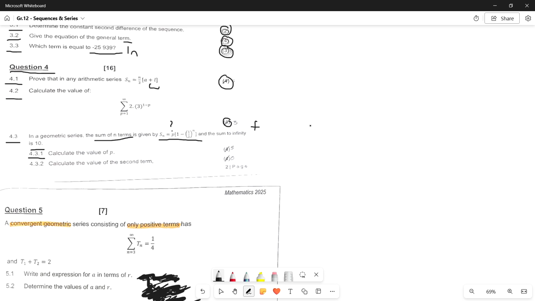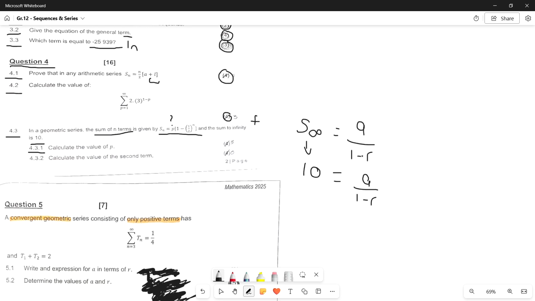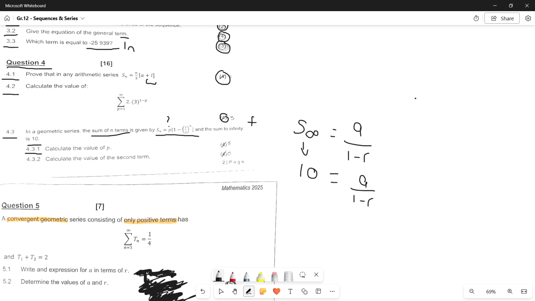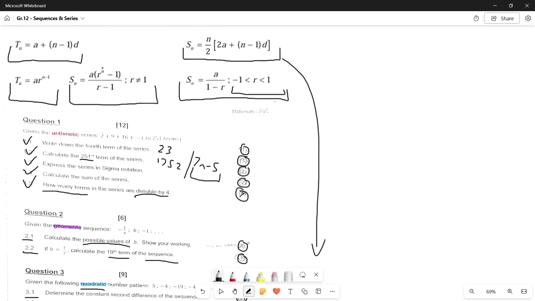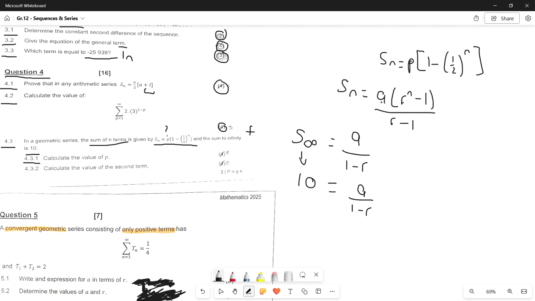So if we rewrite the information we've been given, we have S infinity equals a over 1 minus r is the formula we're working with, and they told us the sum to infinity equals 10. So this guy equals that guy, which means we don't have an a, and we need to see if we have an r. And then they've also given us Sn equals p, 1 minus a half to the power of n, close brackets. And it's always important in these questions to rewrite the formulas we're working with. So here we rewrote this formula. Here they gave us a variation of this formula, but let's also rewrite this formula, because here we rewrote the normal formula that we're working with.